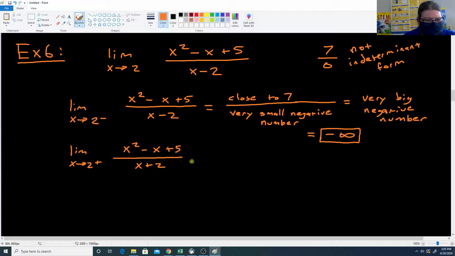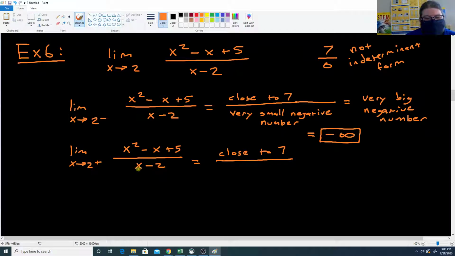Now, when we approach 2 from the right, the top gets close to 7, because something like 2.0001 squared is going to be very close to 4, minus something close to 2 is something close to 2, and something close to 2 plus 5 will be close to 7. The bottom will be like 2.00001. Whoops, I wrote a plus here. It's supposed to be a minus. Let me fix that real quick. Yep. The denominator was minus 2. It can't just change to a plus.